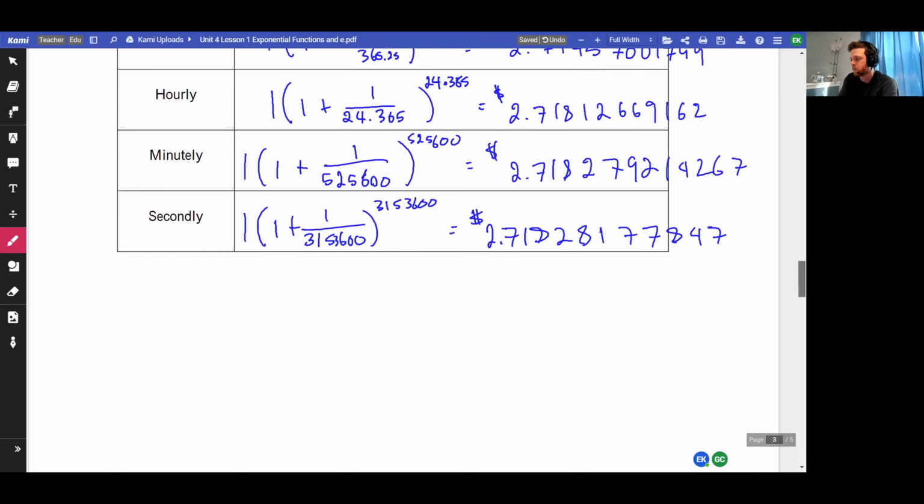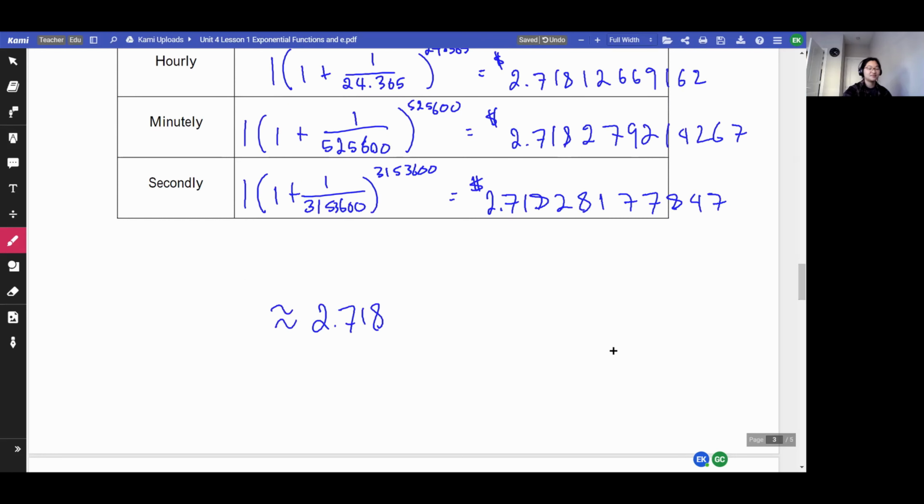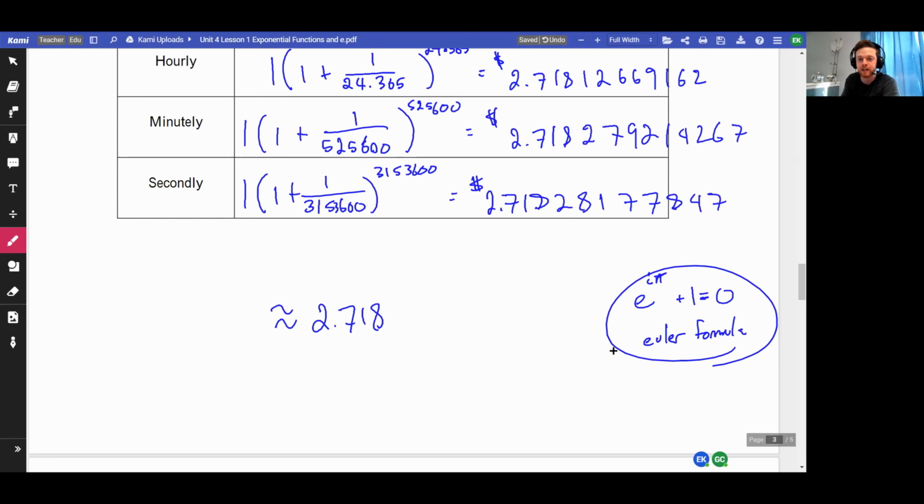That seems important. It does. 2.718 is e. I feel like there's a relationship between e and pi. Fun fact, e to the i pi plus 1 is equal to 0. It's called Euler's formula. Euler. You wouldn't say Euclid. Anyways, this is the number I referenced at the beginning.